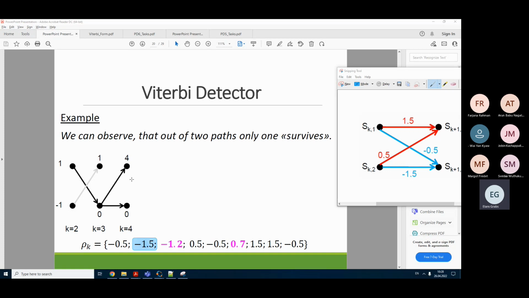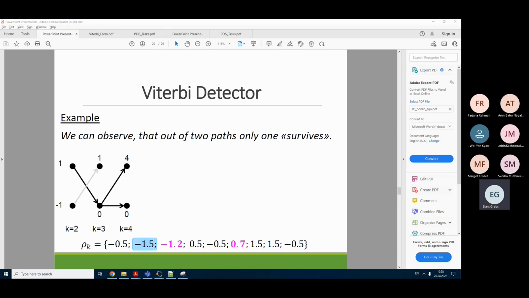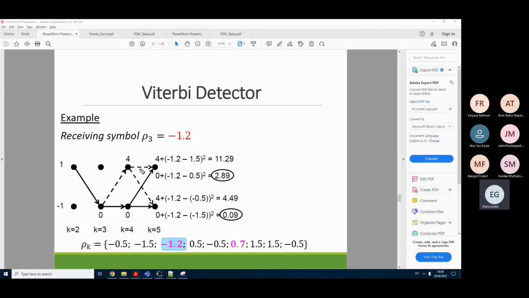So we receive the next symbol, which is 1.5. Yes, -1, 1 and 2, I mean. And again, do the same thing. We calculate the metric depending on the point which we originate from. So we originate from the first state, so the metric is 4 plus this difference. For the next transition, we calculate from the second state where we had 0, so we calculate this metric, and so forth. Again, we choose of these two the smallest one, and this path is kept.